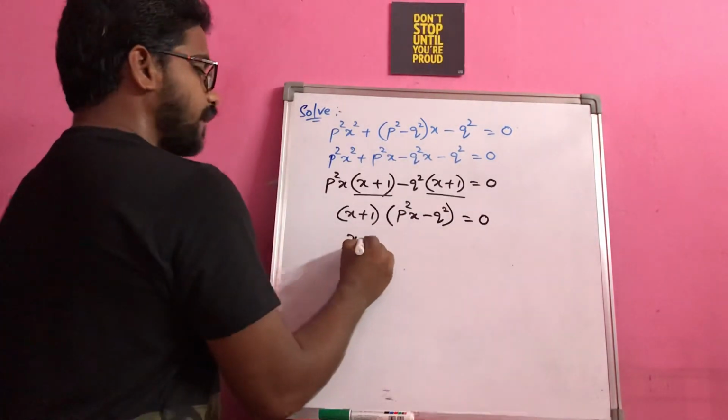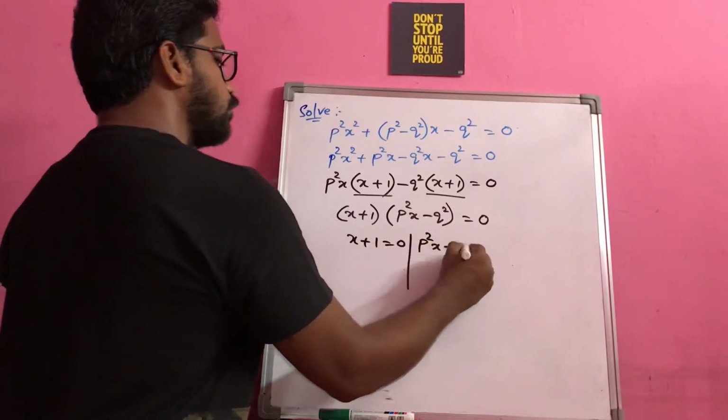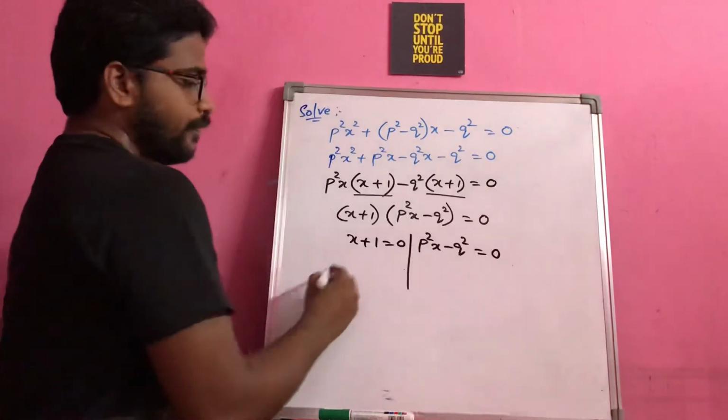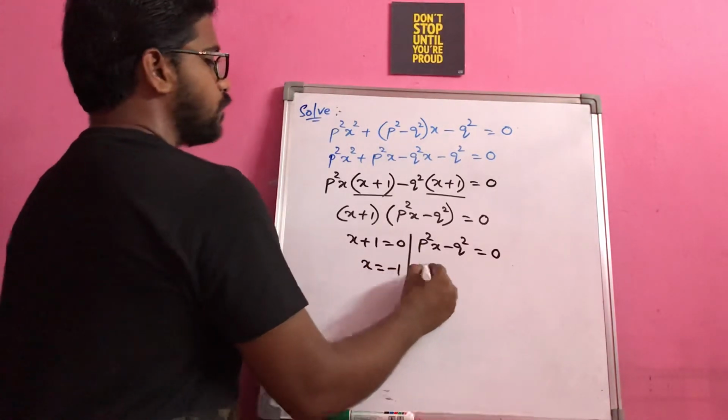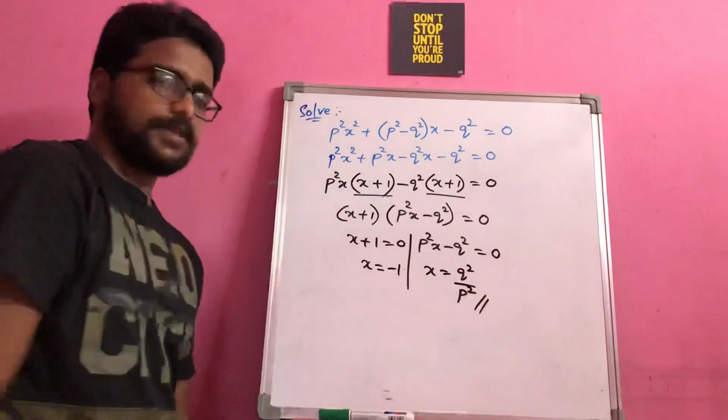That means either x plus 1 is equal to 0 or p square x minus q square is equal to 0. So that means x is equal to minus 1 or x is equal to q square by p square.